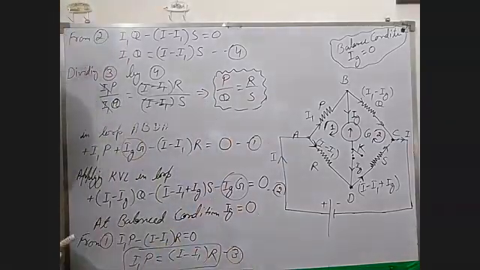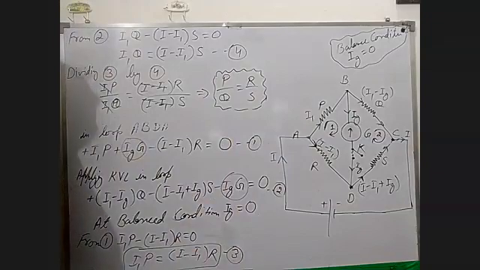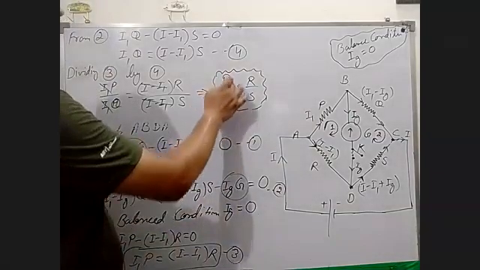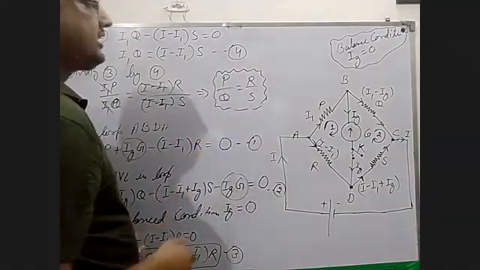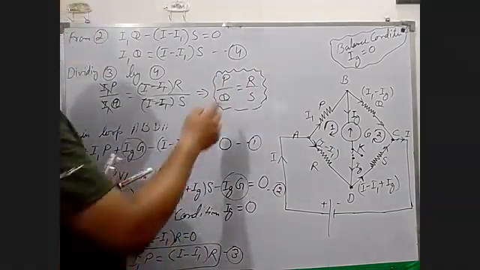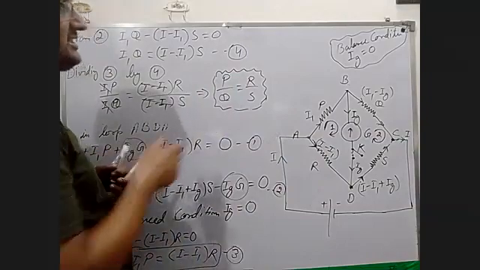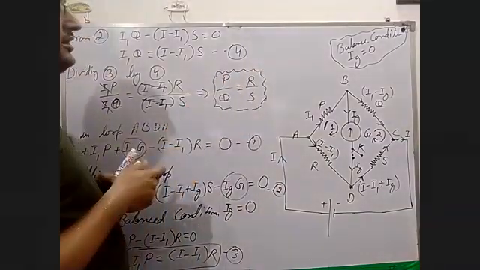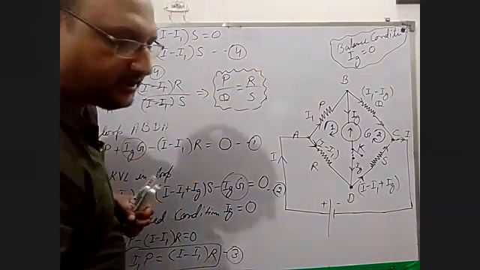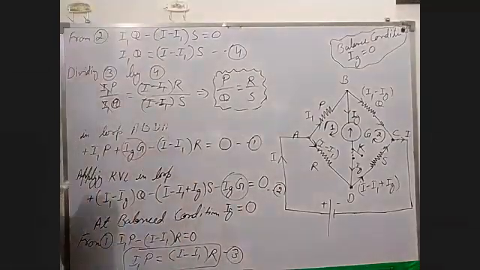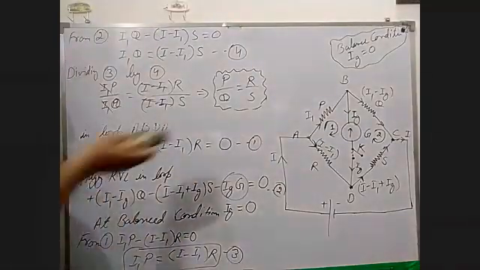In this way, you can prove the Wheatstone bridge formula. In this, P upon Q is equal to R upon S. In this you can take any one as unknown resistance and the rest as known, and the value of the unknown resistance can be calculated using this arrangement.